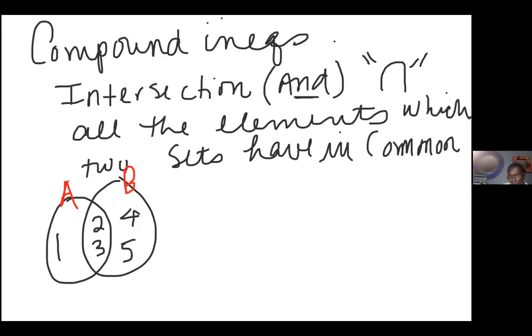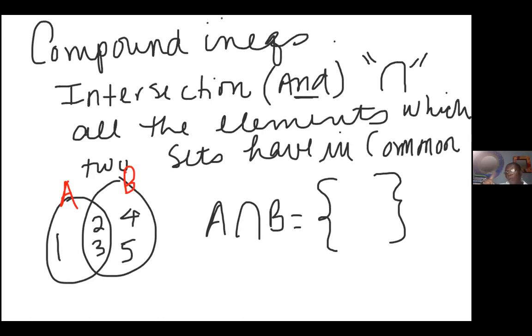If I were to ask you to find the intersection of set A and set B, as in what do set A and set B have in common, or what elements belong to both set A and set B, that would be these elements right here in the middle, guys. And that would be the 2, the 3, okay? So it's basically what they have in common.